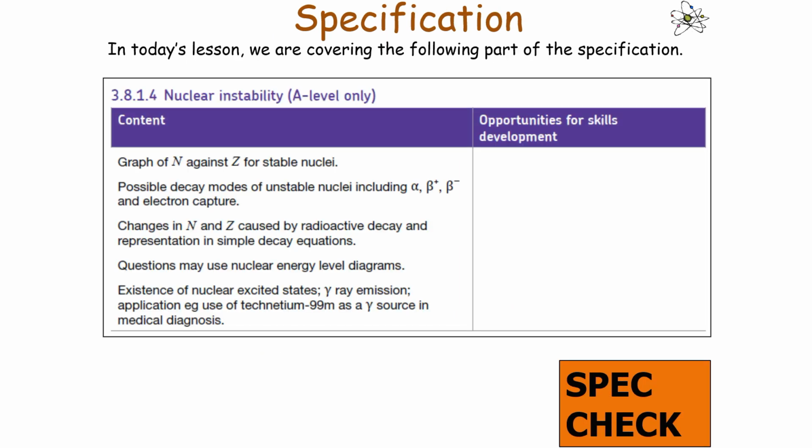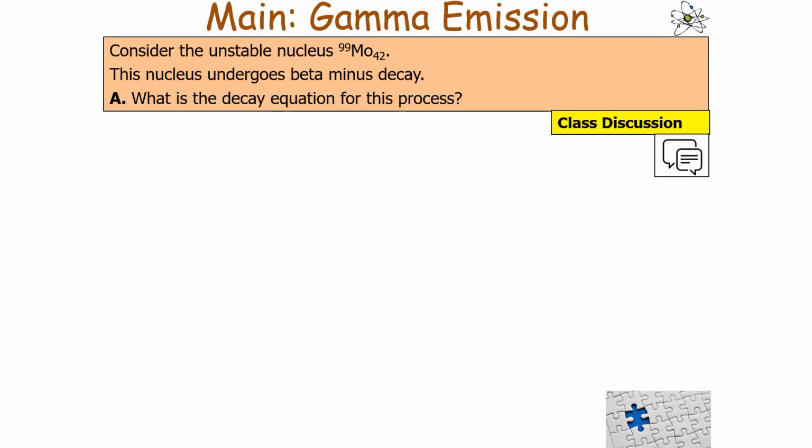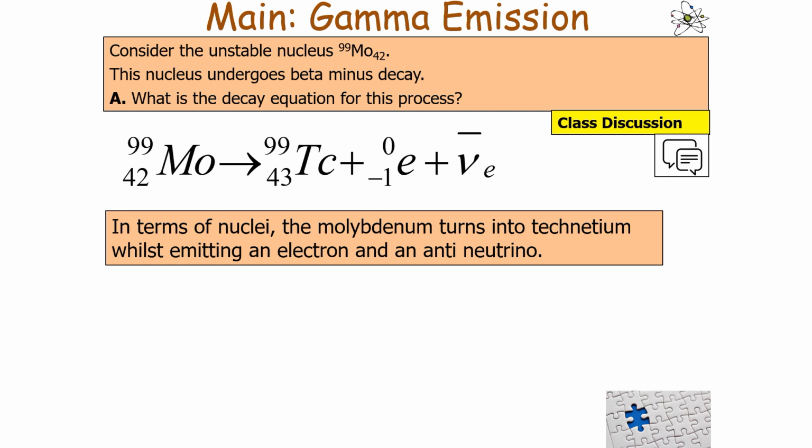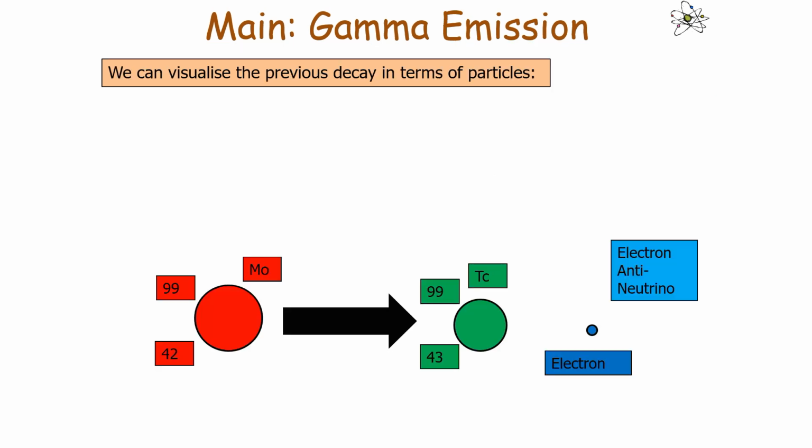So we're going to be looking at 3.8.1.4 nuclear instability. So let's consider the unstable nucleus molybdenum-99, 99Mo42. Now this nucleus undergoes beta minus decay. So what would our decay equation be for this process? We'd have this particular equation in terms of nuclei: our molybdenum turns into technetium whilst emitting an electron and an antineutrino. Now we can actually visualize this decay in terms of particles.